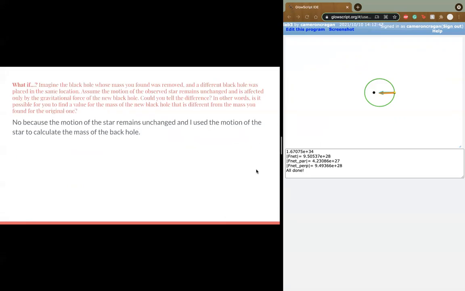And so it also asks, imagine a black hole whose mass you found was removed and a different black hole was placed in the same location. Assume the motion of the observed star remains unchanged and is affected only by the gravitational force of the new black hole. Could you tell the difference? In other words, is it possible for you to find a value of the mass of a new black hole that is different from the mass you found originally? No, because the motion of the star remains unchanged and the motion of the star was used to calculate the mass of the black hole.